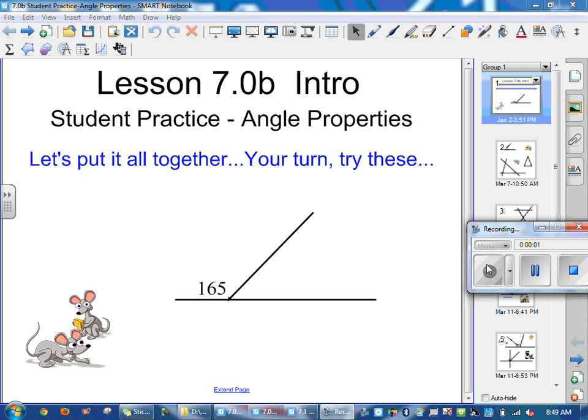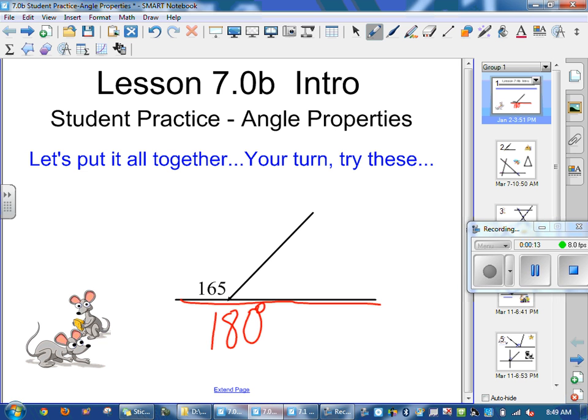Lesson 7.0b, Introduction. So it is talking about the student practice. You guys have had time to look at these questions. What do we all know about a straight line? It has to add to 180 degrees. So we're going to take 180 and subtract this guy. How big did you get? 15 degrees. Okay, 15 degrees.